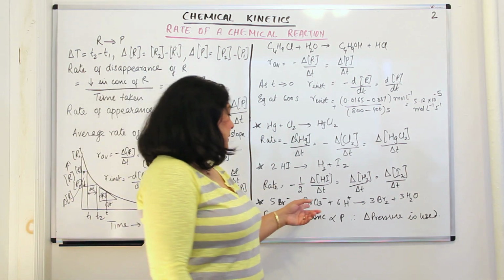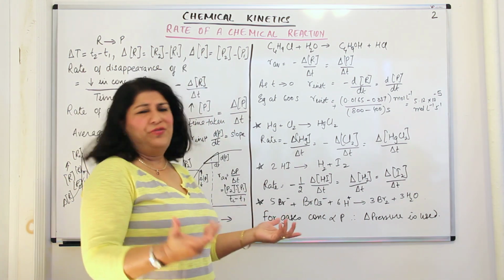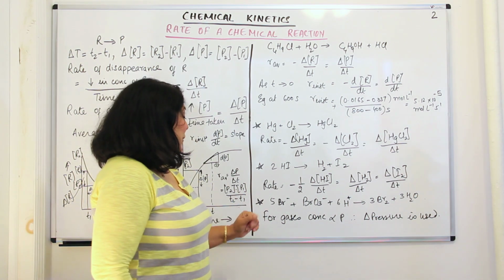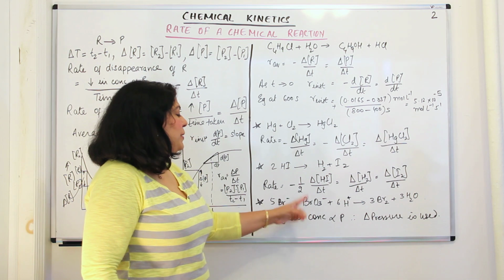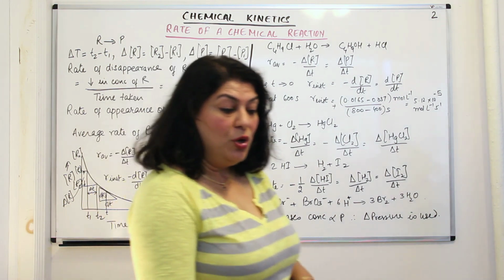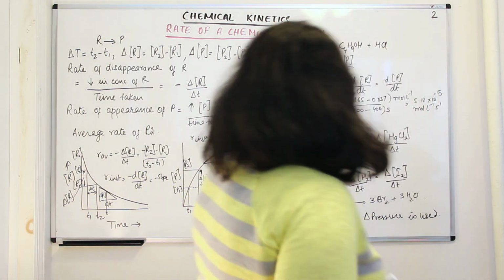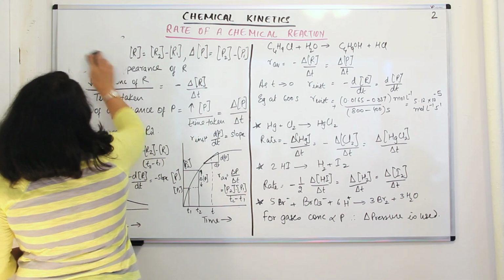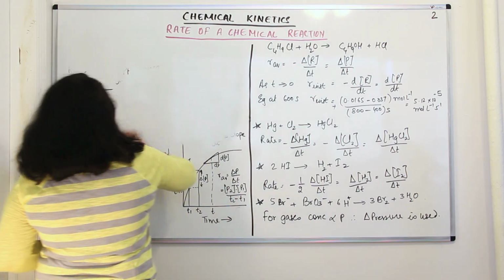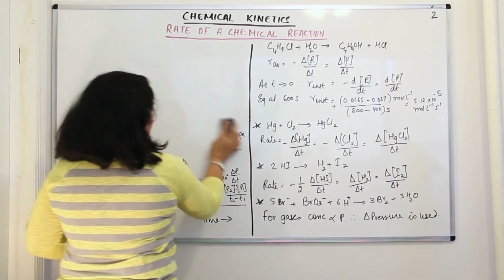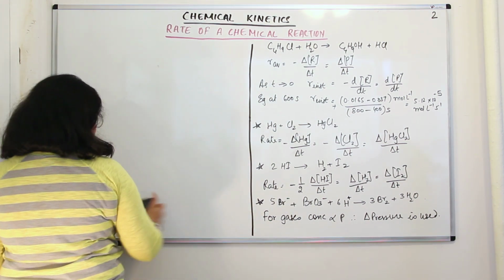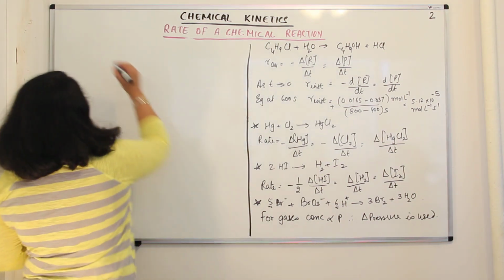So there is one more example, a little more complex, not really complex, where they've used different stoichiometric coefficients for you to practice this. The equation is 5Br negative plus BrO3 negative plus 6H positive gives you 3Br2 plus 3H2O. Now, let us write down the rate for this, in terms of all the reactants and all the products for this reaction.